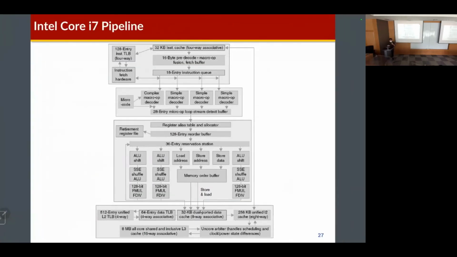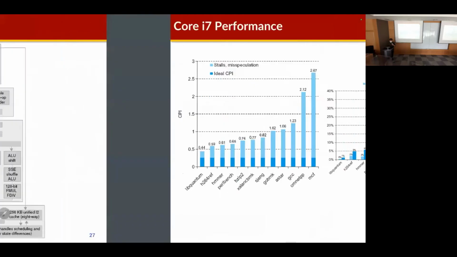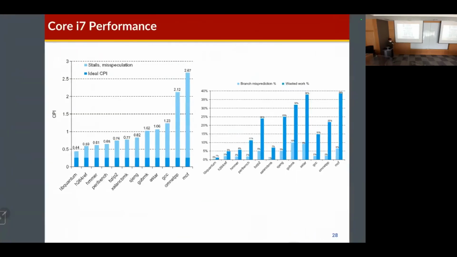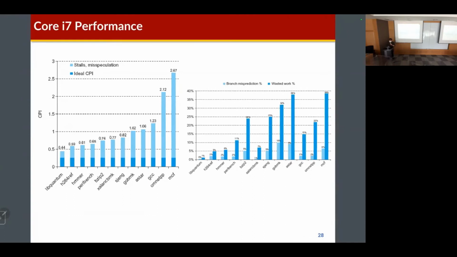This is a simple diagram of the Intel Core i7 processor. The Intel processor is more complex than the previous processors, because the Intel Core i7 supports out-of-order processing, speculation, and some other architectural techniques to improve the performance. If you are interested, you can take a more advanced course in computer architecture.